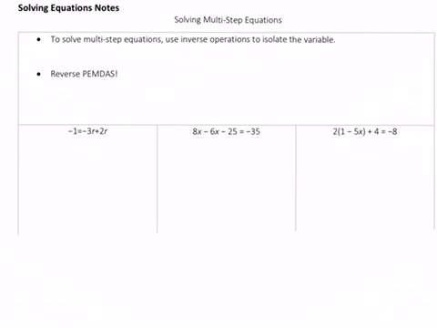Today we're going to work on solving multi-step equations. There's just a couple of little notes that I want you guys to keep in mind. In order to solve multi-step equations, you use your inverse operations to isolate the variable. Remember, the variables are any letter that you see. It's the unknown in pre-algebra.